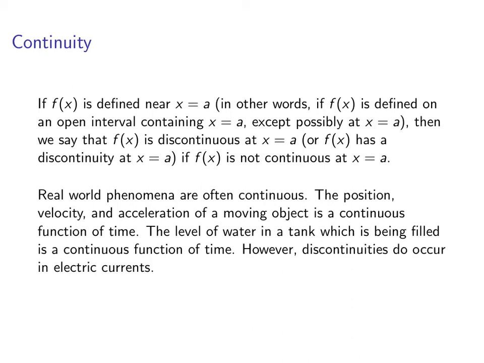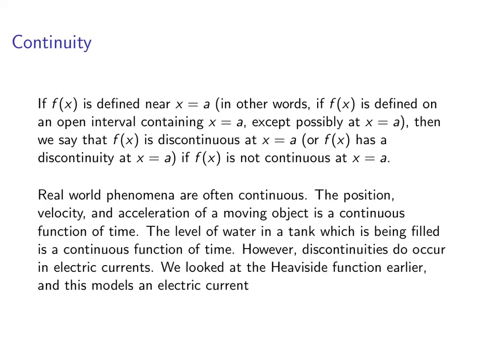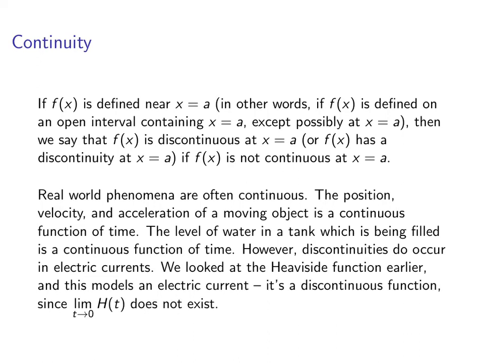Discontinuities, however, they do happen in electric currents. So we talked about the Heaviside function earlier. This models an electric circuit. It's a discontinuous function because the limit as t goes to 0 of H(t) does not exist.